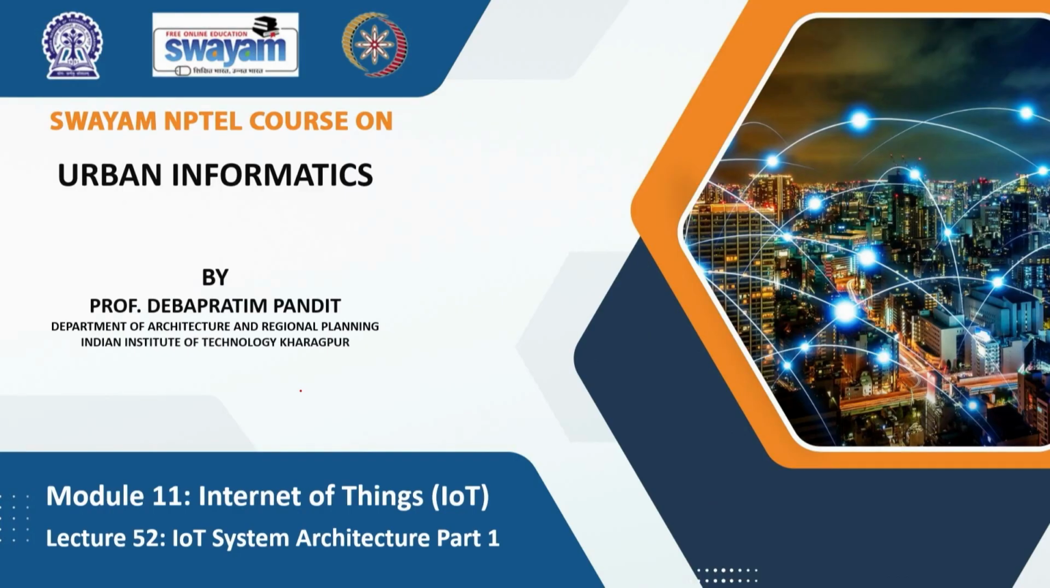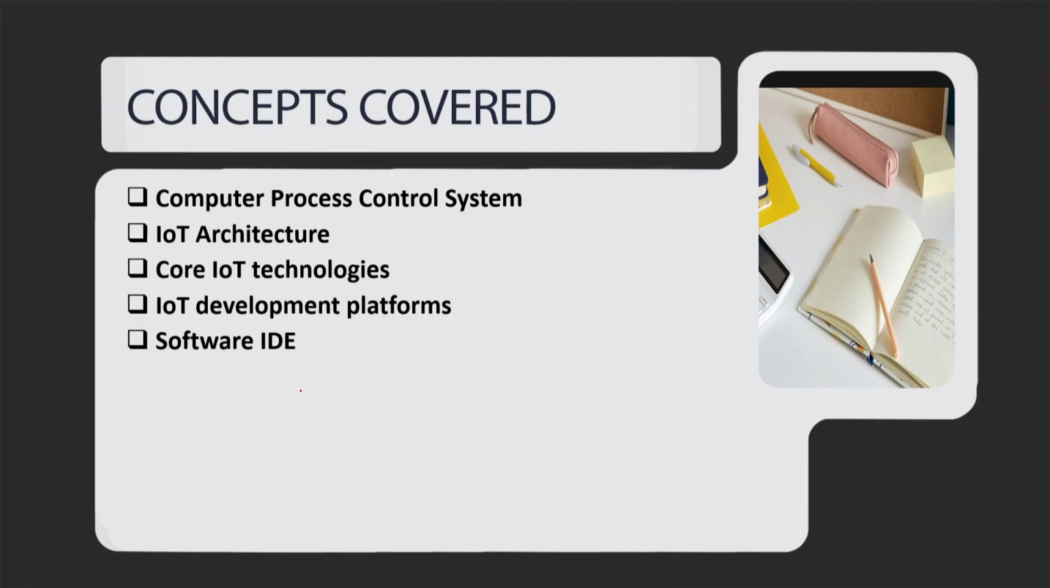Welcome back. In lecture 52, we will talk about IoT system architecture, and this is part 1 of the lecture. So, the different concepts that we will cover will be on computer process control system, then IoT architecture, core IoT technologies, IoT development platforms, and software IDE.